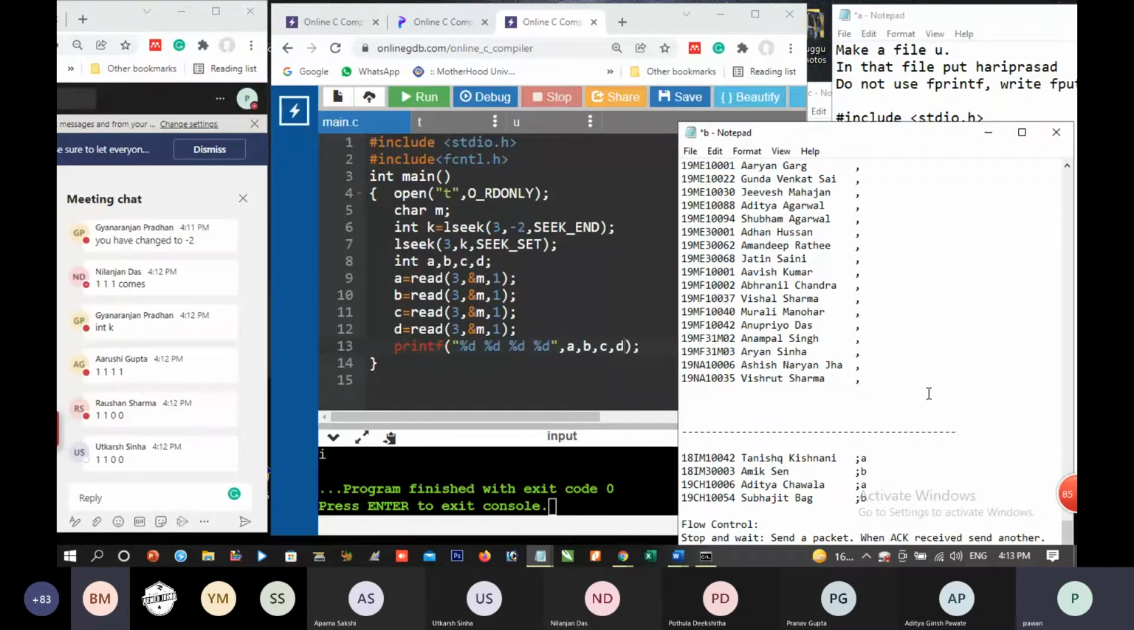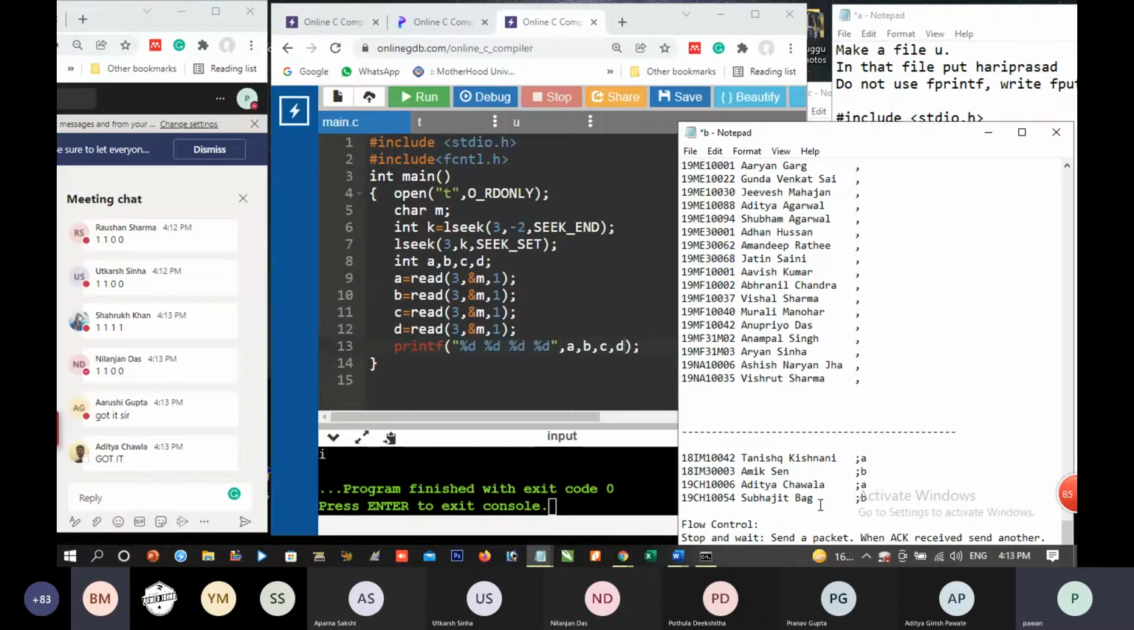I have sent a test paper to students of non-18 MA. The students of chemical engineering and industrial management engineering, type in the chat whether you have got the test paper. Got it or not got it? Tanishq, Amik, Aditya Chawla, and Subhajit Bagh, type in the chat whether you got the test paper or not.